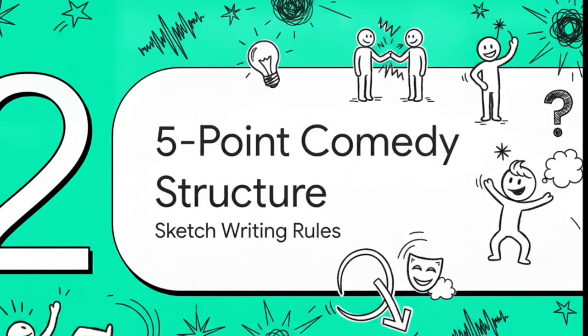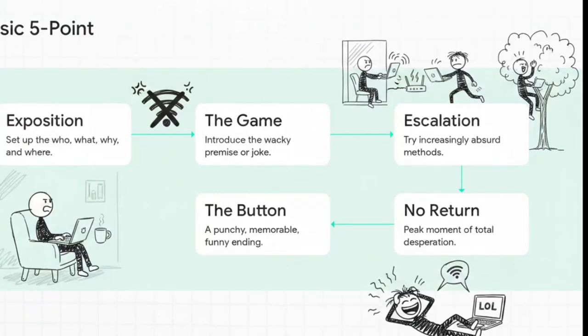Moving right along to Section 2, the 5-point comedy structure, or the science of sketch writing. Now, you might be thinking a chaotic Stickman video is just random silliness, but it actually follows a really strict 5-point blueprint. This formula takes our character from just a normal guy wanting to browse the web all the way to an absolute desperate wreck. We start with the exposition, introduce the wacky premise in what's called the game, spend basically 90% of the sketch escalating that madness, hit a completely desperate point of no return, and then end on a punchy button.